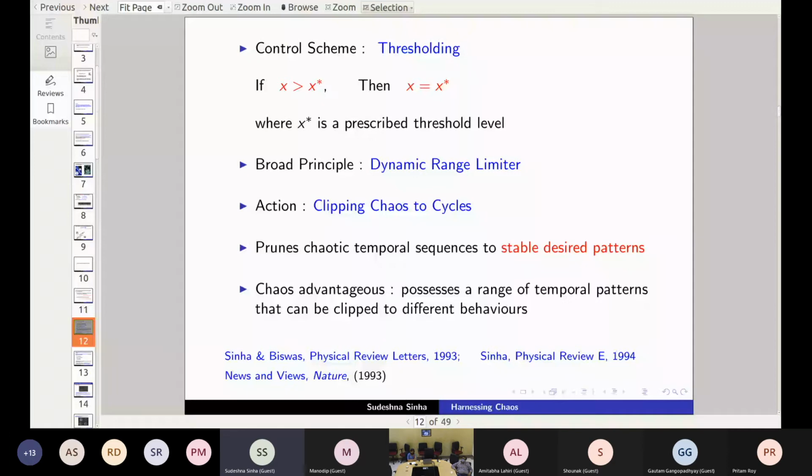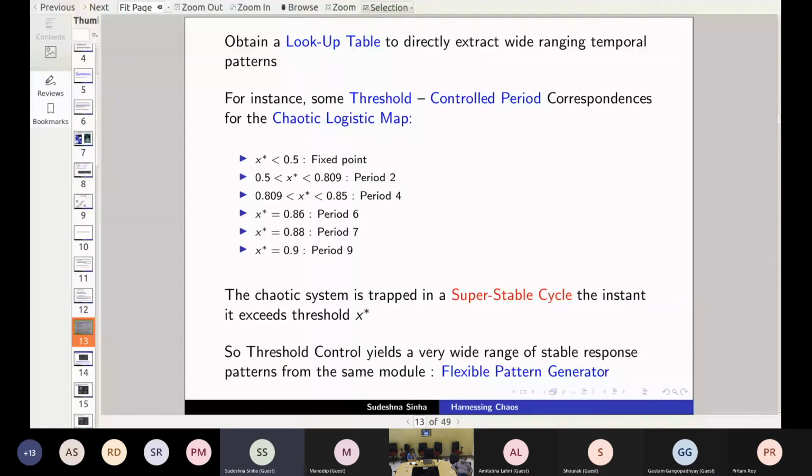Okay. So what one can do is to obtain what is called a lookup table. This is the one which, of course, engineers look for. But the nice part here is that this lookup table we could generate analytically. So one could do all the hard work, all the analysis in the background, and then give them this lookup table. What does the lookup table say? It says, I'm giving you a correspondence, threshold on one side, and controlled period or cycle on the other side.